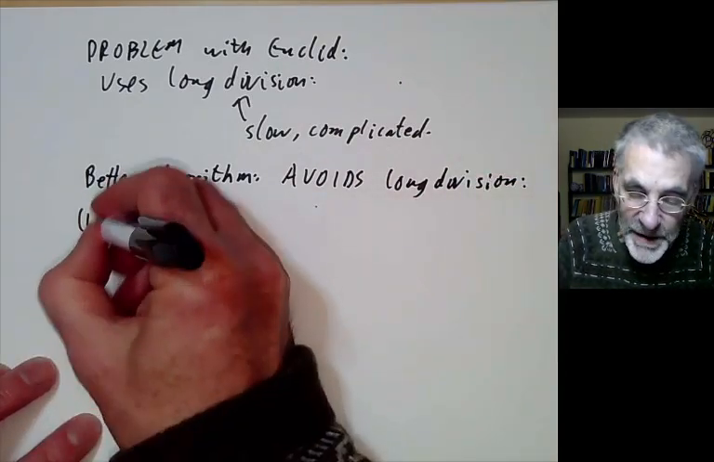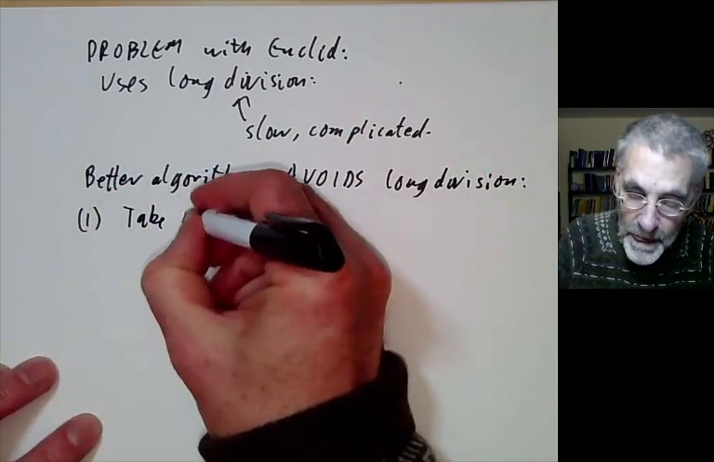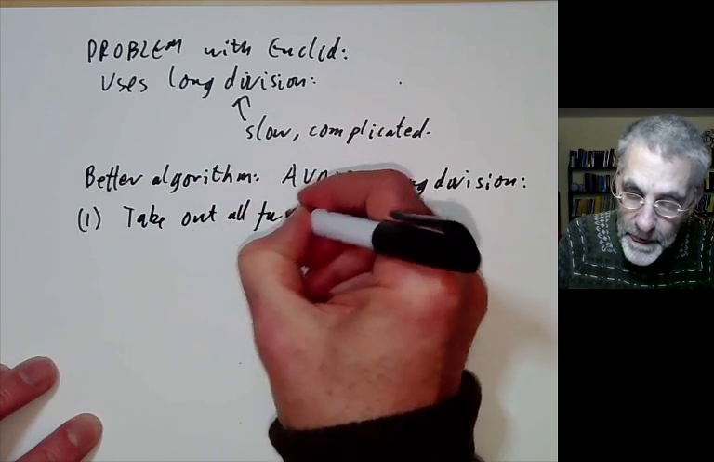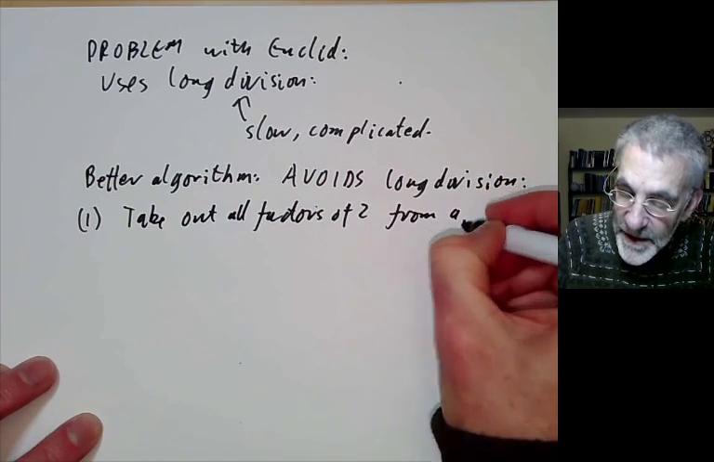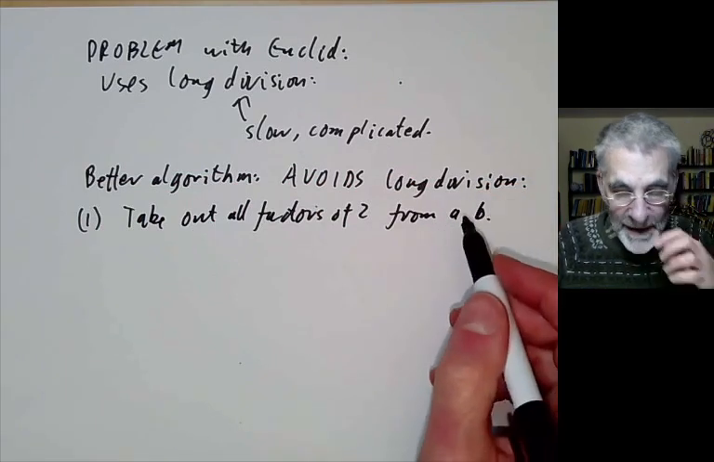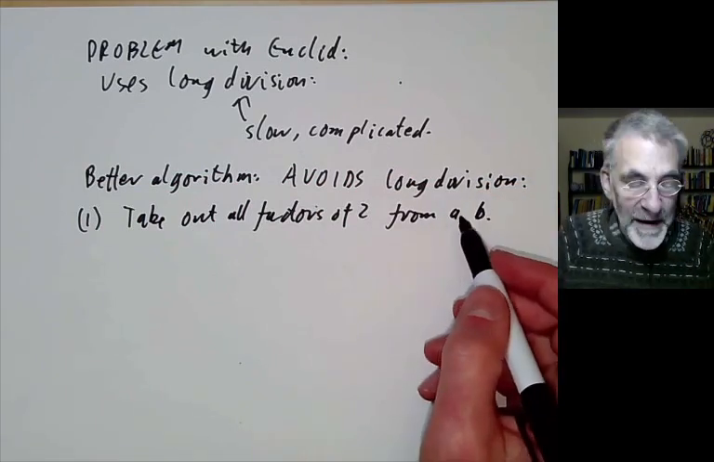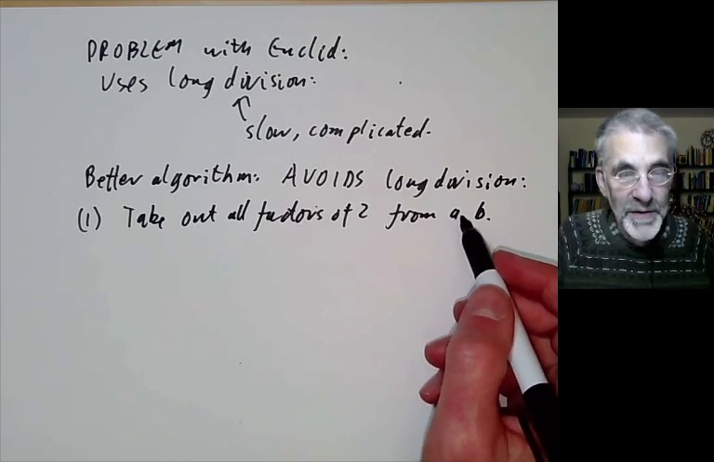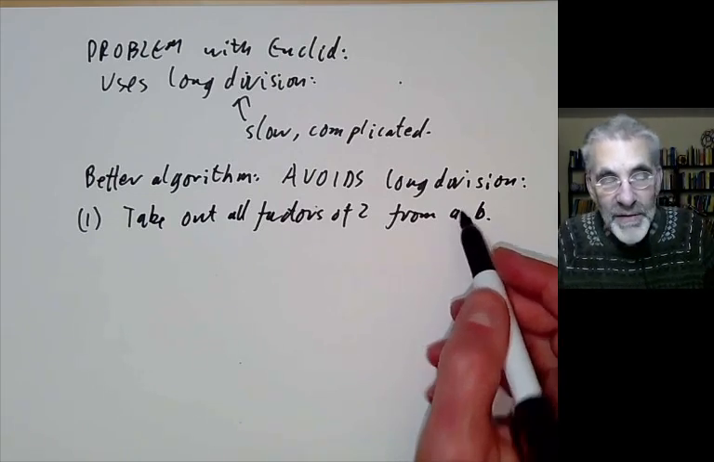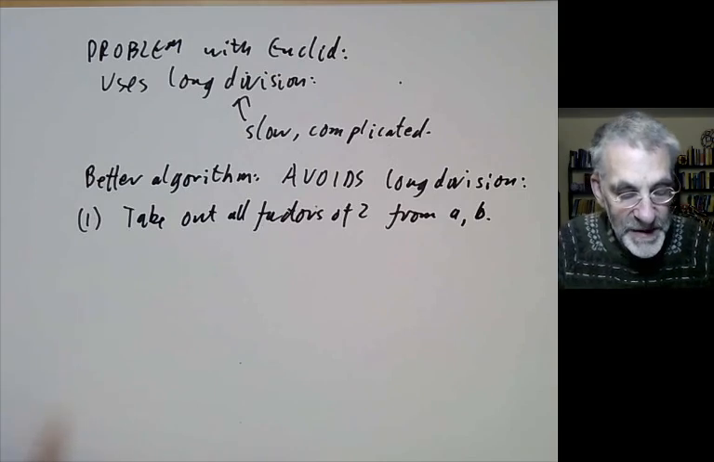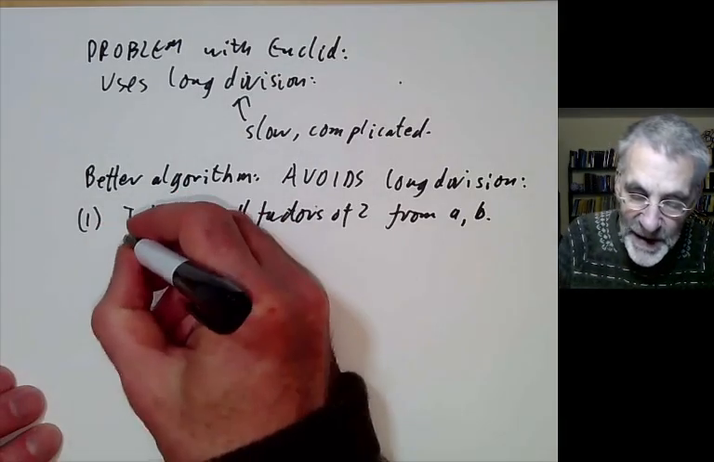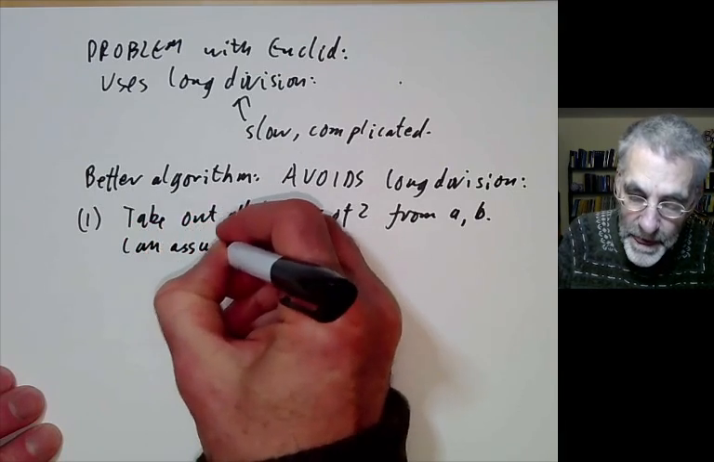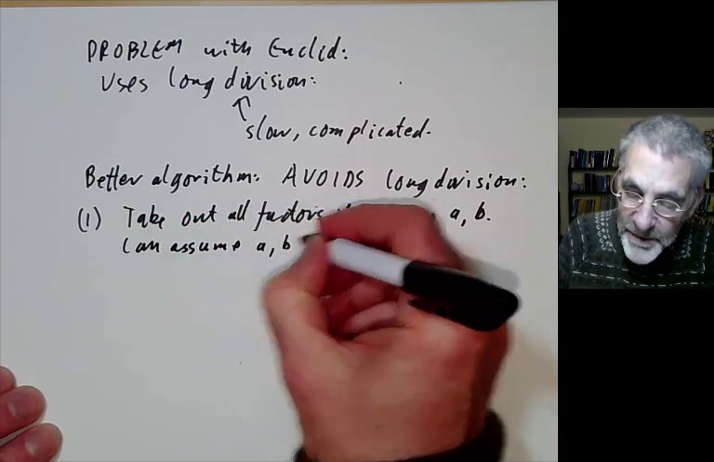So step one is take out all factors of 2 from A and B. And that's very easy because dividing by 2 is a trivial operation on a computer. Computers store things in binary, so dividing by 2 just means you're sort of shifting things. So we can assume A and B both odd.